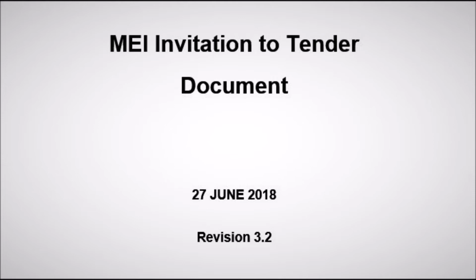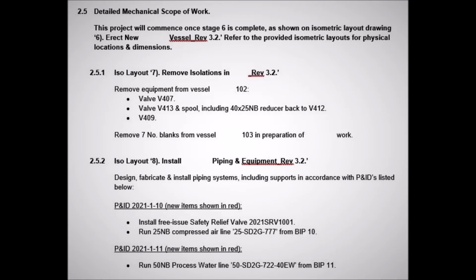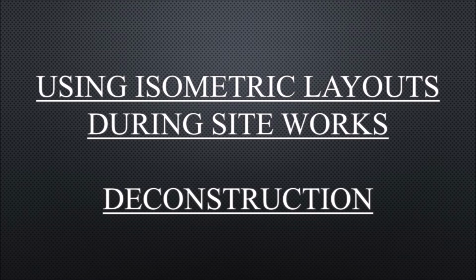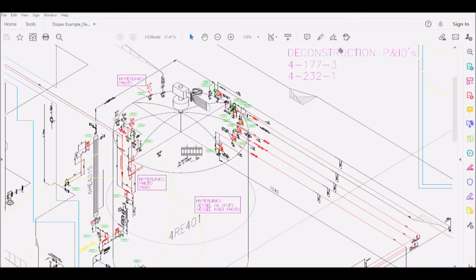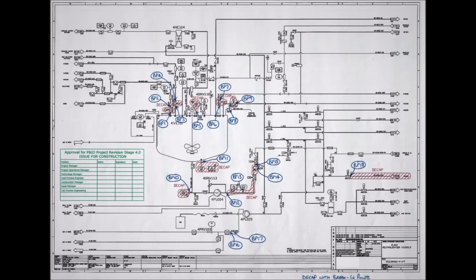Once complete, all this information is passed on to contractors in the form of invitation to tender, so they can provide accurate quotes and raise any issues they see in advance of the work to further iron out any potential setbacks. Deconstruction work. All relevant information can be linked through this one ISO layout and can be used to assist all phases of the work.